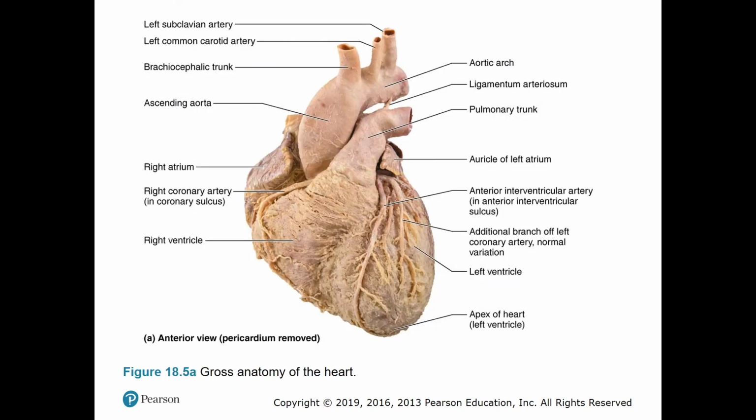In figure 18.5a, find the right atrium, the right ventricle, and the auricle of the left atrium. Then you can see the anterior interventricular artery, which is found in the anterior interventricular sulcus. Then the left ventricle and the apex of the heart. Find the pulmonary trunk and the aortic arch.